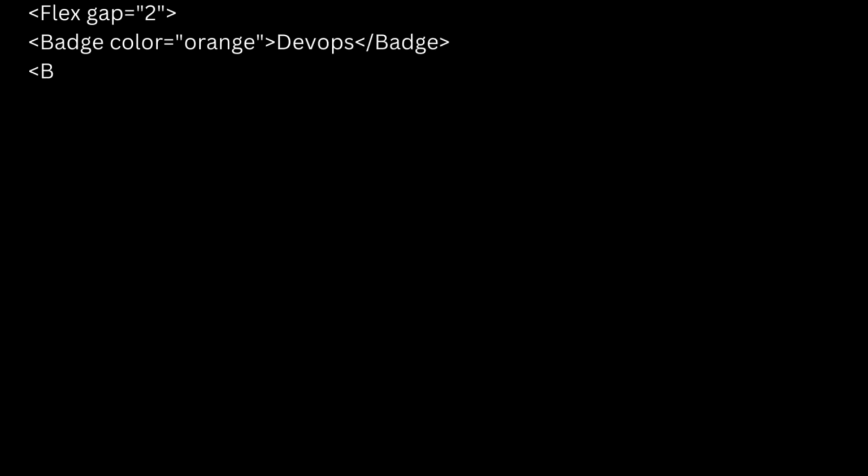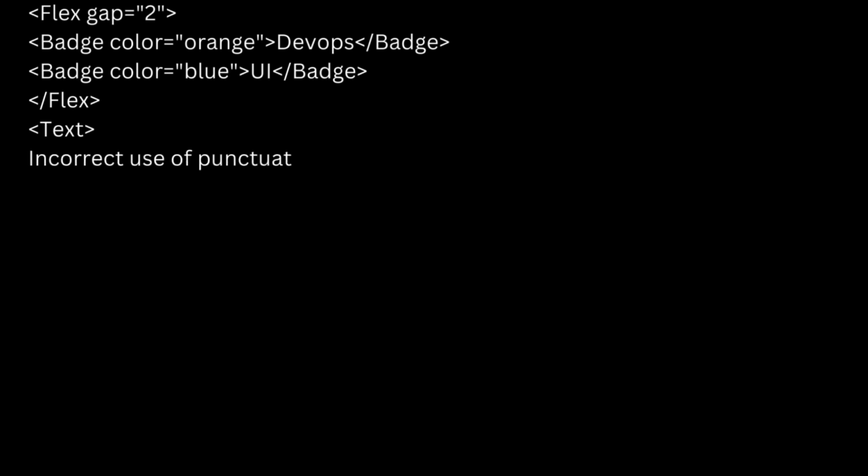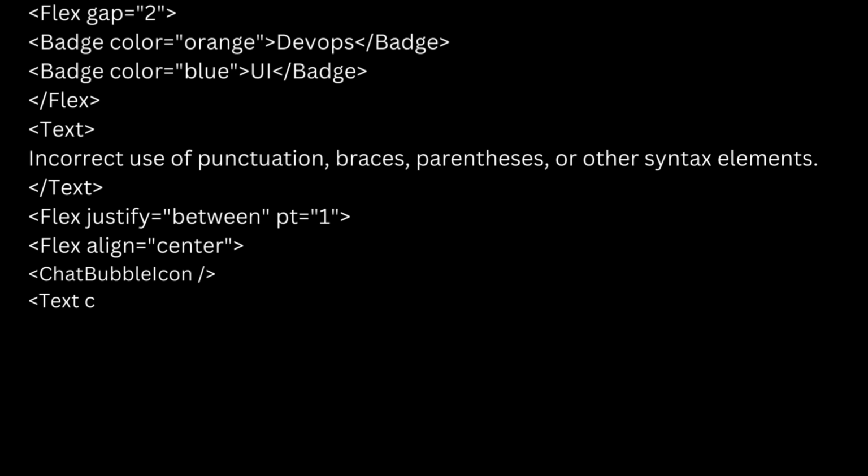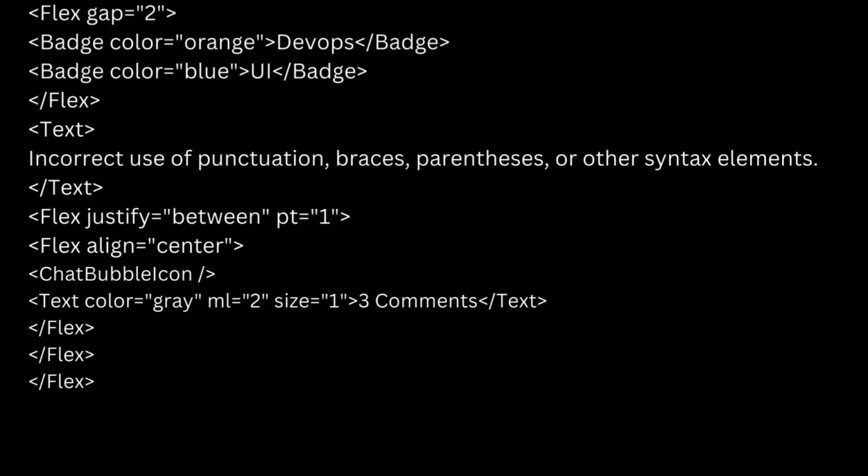Flex. Text: Incorrect use of punctuation, braces, parentheses, or other syntax elements. Text. Flex justify equals between, pt equals 1. Flex align equals center. ChatBubbleIcon. Text color equals gray, ml equals 2, size equals 1: 3 comments, text. Flex. Flex. Flex. Card. Flex.